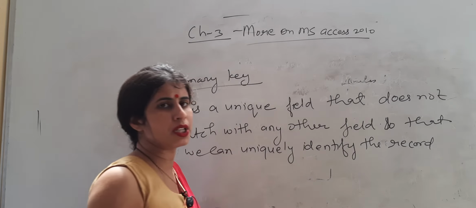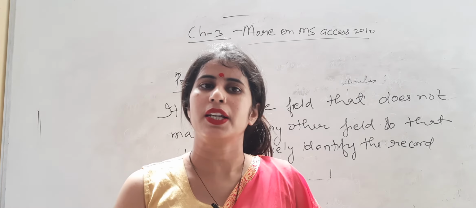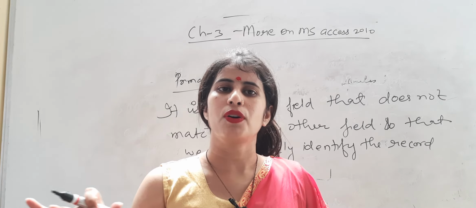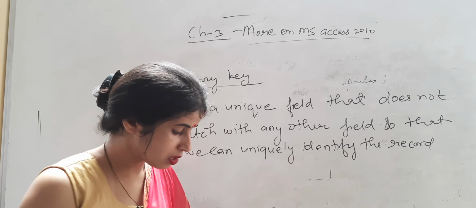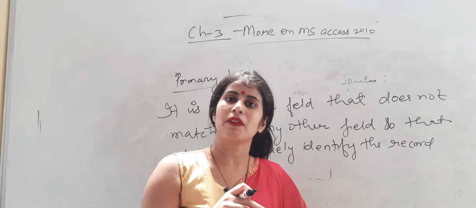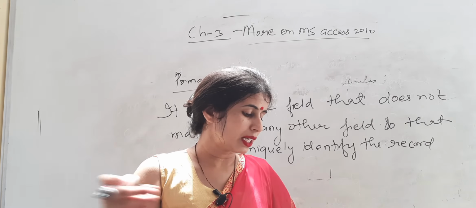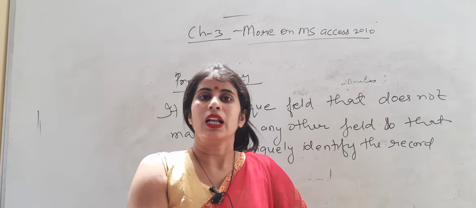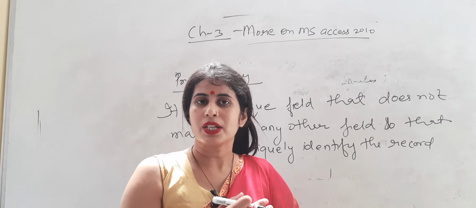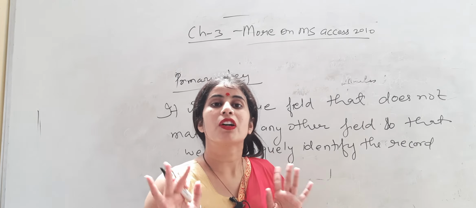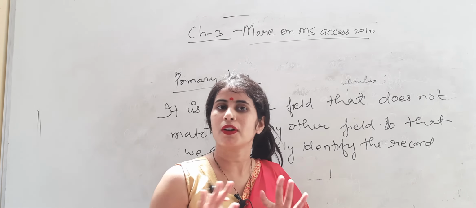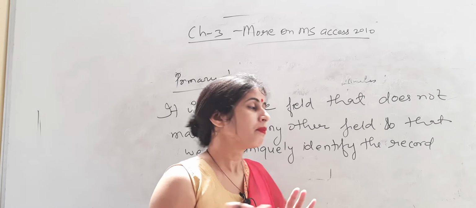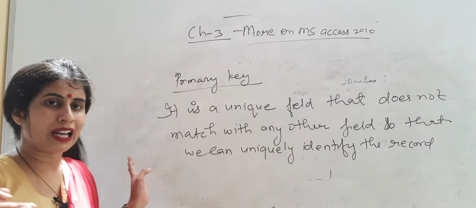If it matched, then how would we be able to find the record? Like vehicles going on the road: every vehicle has its own vehicle number, and with the help of the vehicle number we can get the location and everything about any vehicle. It does not match with anyone. Vehicle number does not match with anyone. Okay, so that is about a primary key.